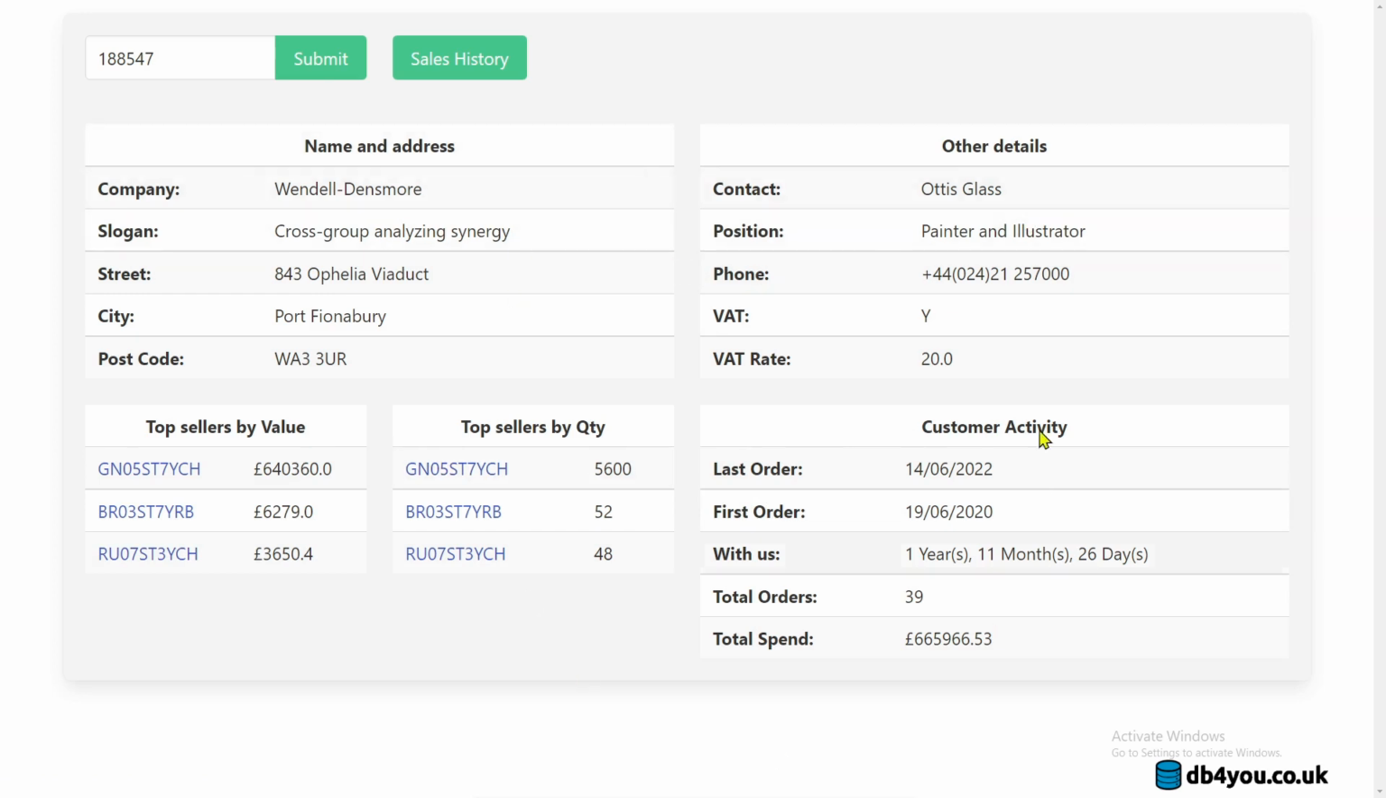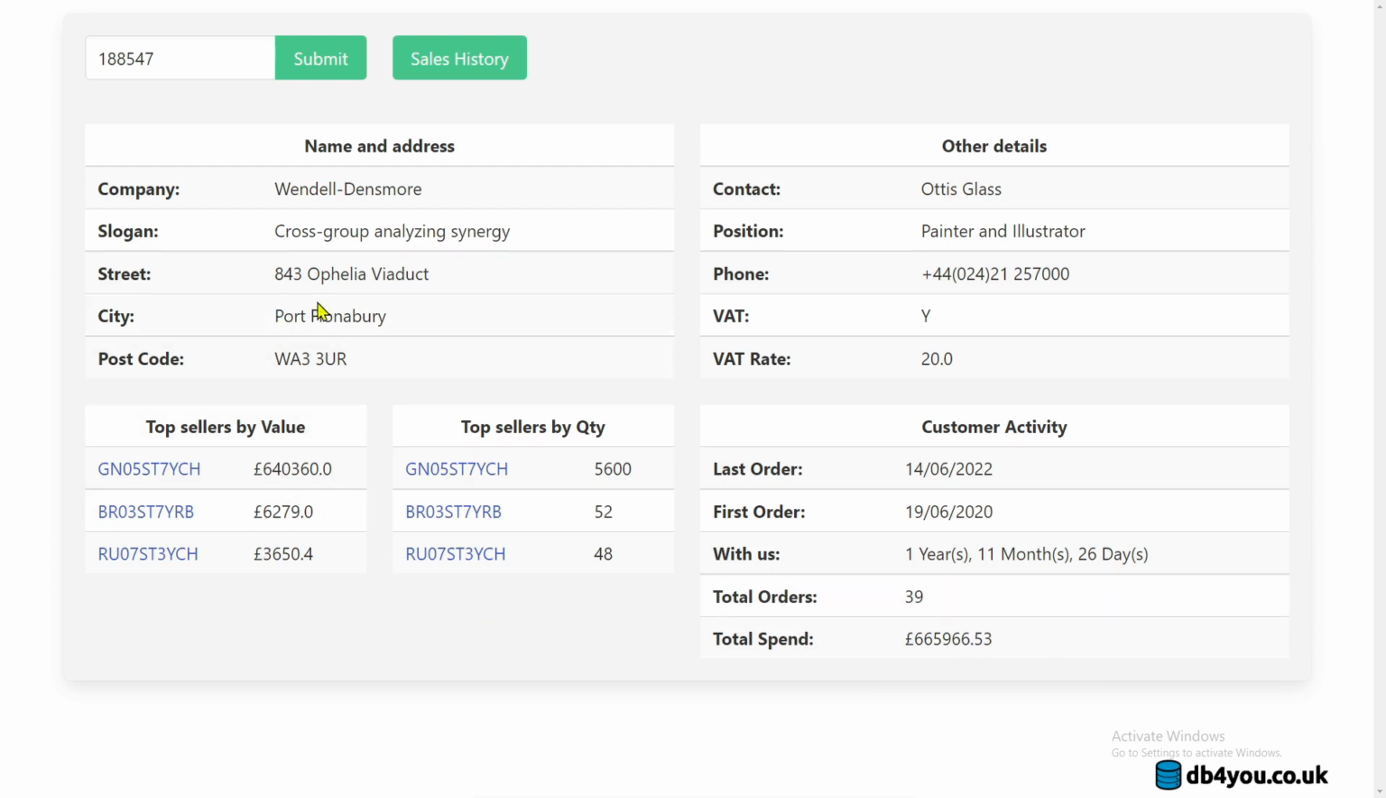So on this customer lookup page, you have name and address. So Wendell Densmore, a trust group analyzing synergy, whatever the hell that means. Postcode, city, you have your other details like contact, position, painter, illustrator. Oh yeah, the painter and illustrator definitely loves to get drunk on my products. You got some custom activity, so it tells you when was the last order, the first order, how long they've been a customer for, how many orders they've made, and the total spend, which is a bit ludicrous in this example, but hey, they've been thirsty.